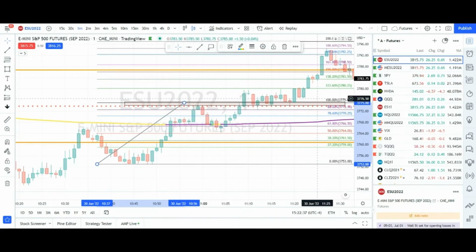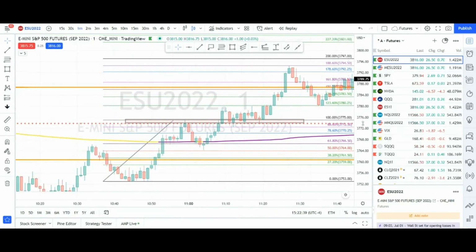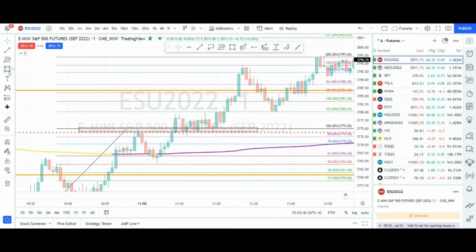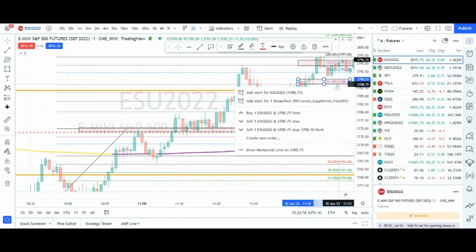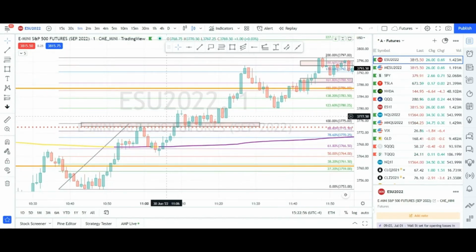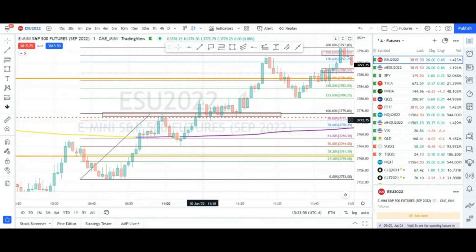The golden area is what? 161.8 and 188.6. Now you can see, did the price reach these areas? Yes. Where can be my trade?